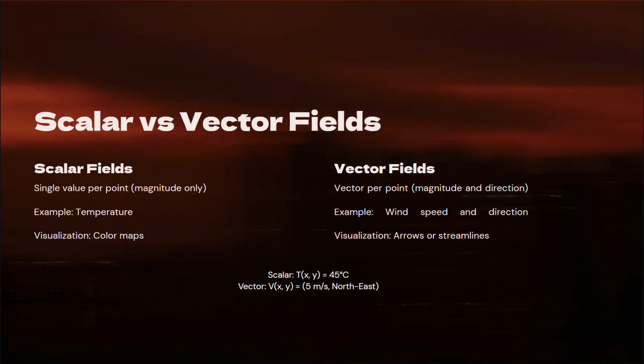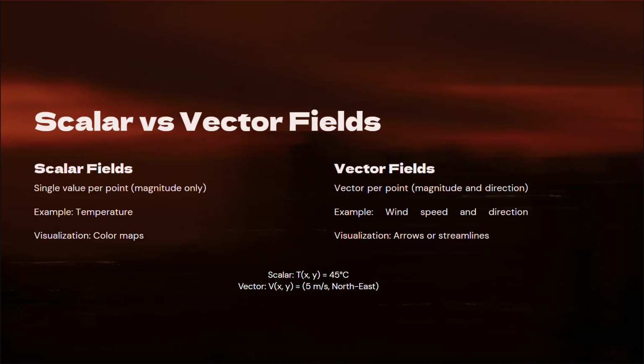Now let's compare scalar versus vector fields. A scalar field has only magnitude, like temperature, 45 degrees Celsius at a point. A vector field includes both magnitude and direction. For example, wind, 5 meters per second northeast. Scalar fields are visualized using color maps, while vector fields use arrows or streamlines.